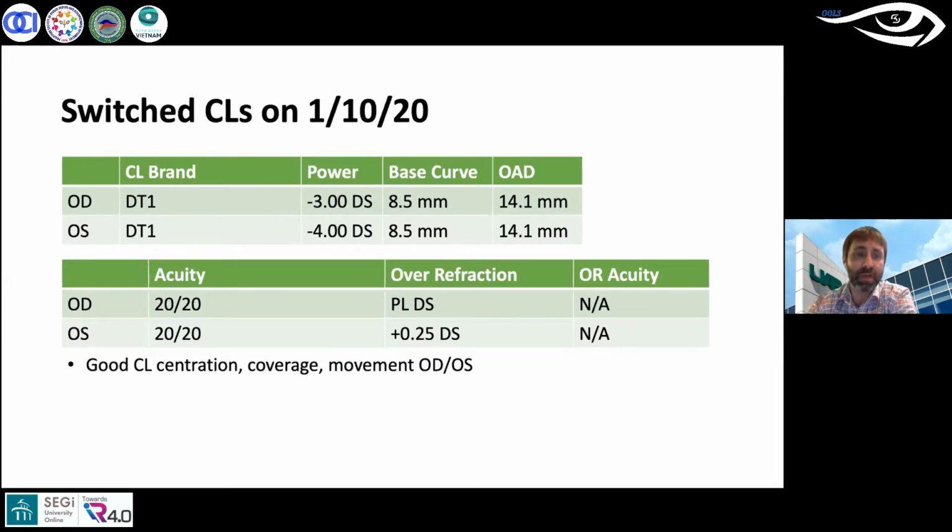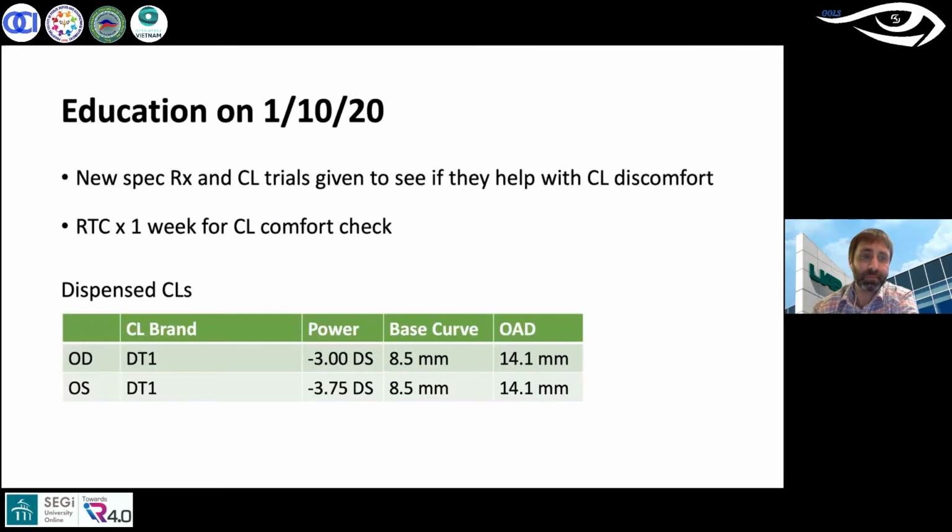We wanted to switch it up, give her a new contact lens. We specifically picked the Dailies Total 1, very similar prescription. We put it on. We found that she could see 20/20 with it, and that she had, again, a good fit with good coverage, centration, and movement. So what we did is we educated her on that day, and then we finalized her spec Rx and told her that she should try these contact lenses out at home for about a week.